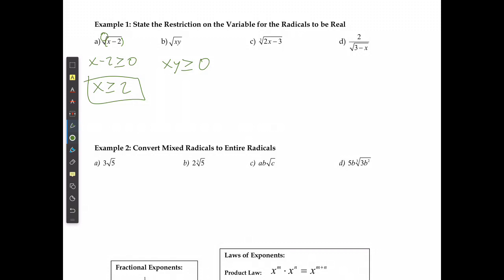When I get to the third example, as soon as I see that it is a cube root, I don't have that negative restriction because what's inside could be negative, which means that I'm just going to state x can be any real number.